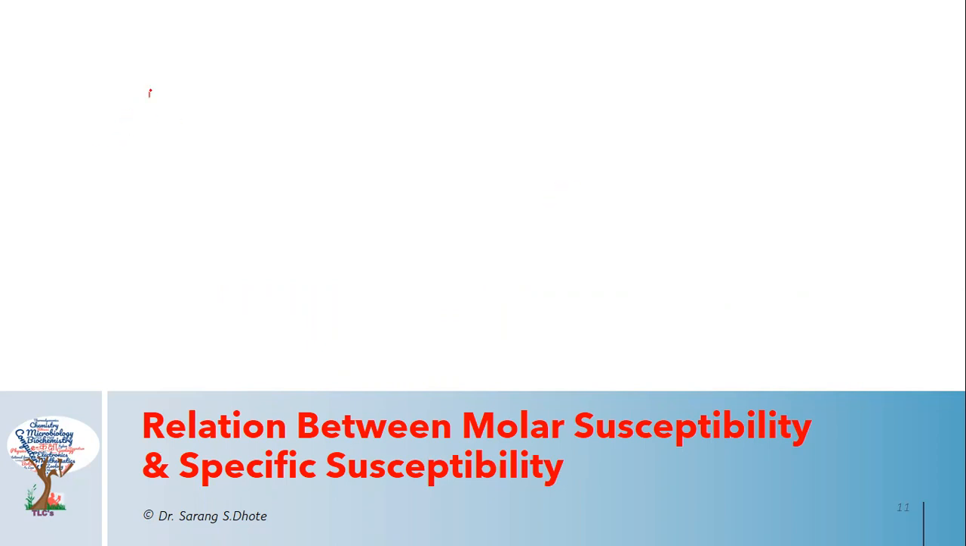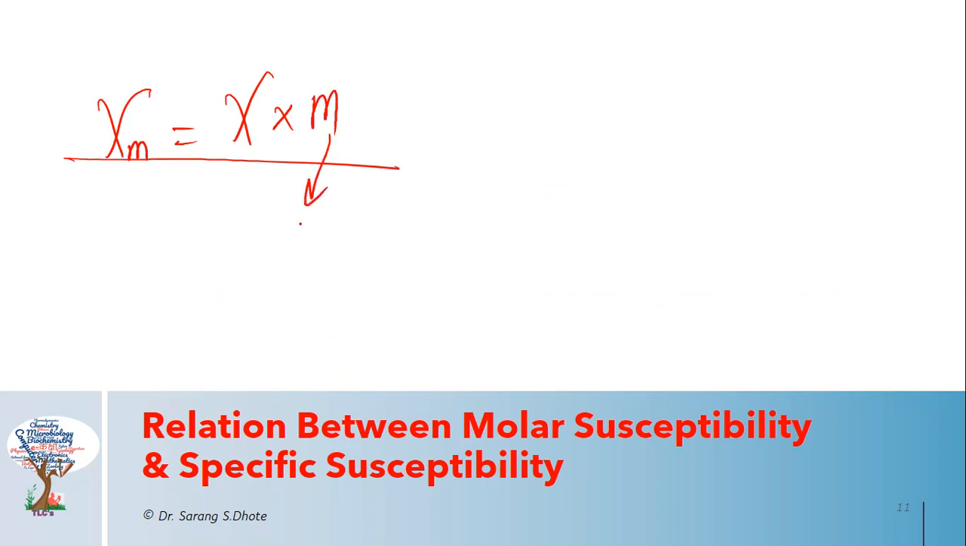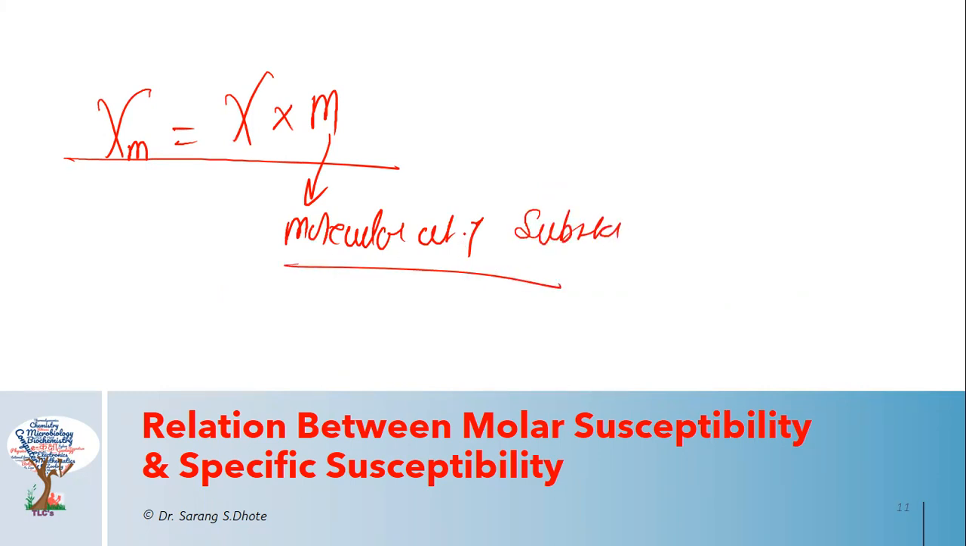Next, we are going to discuss the relationship between the molar susceptibility and the specific susceptibility. We already discussed that the molar susceptibility is nothing but the specific susceptibility into the molecular weight of the substance, where M is nothing but the molecular weight of the substance.